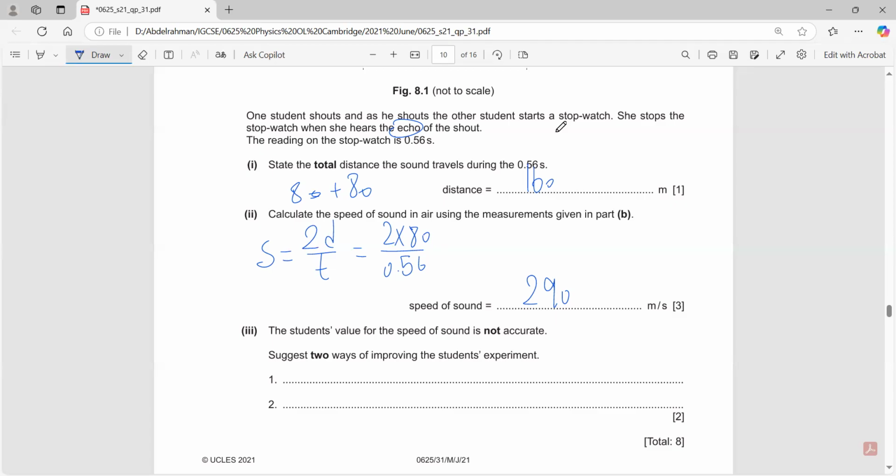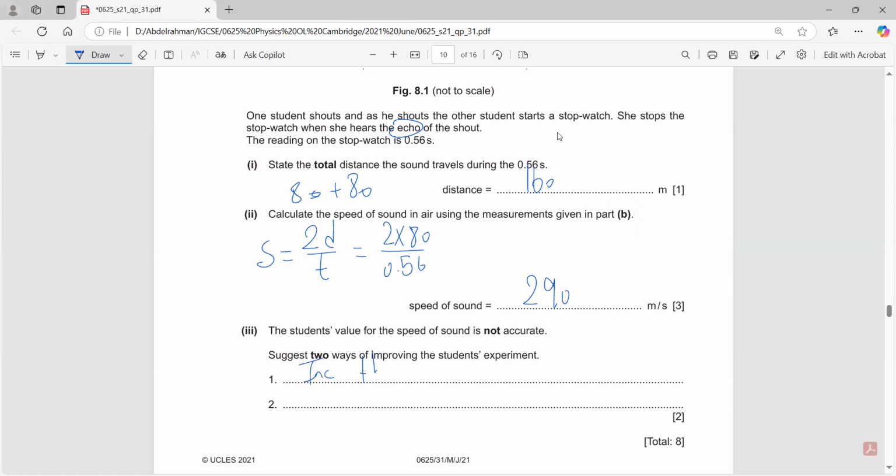Two ways to improve the student's experiment. How can I improve this experiment? Definitely, first of all, you have to say that this distance is way too short, so you need to increase the distance. Someone can say, repeat and take average. Okay, we can repeat and take average. Someone can say, use a sharper sound. Okay, we can say all of these answers.